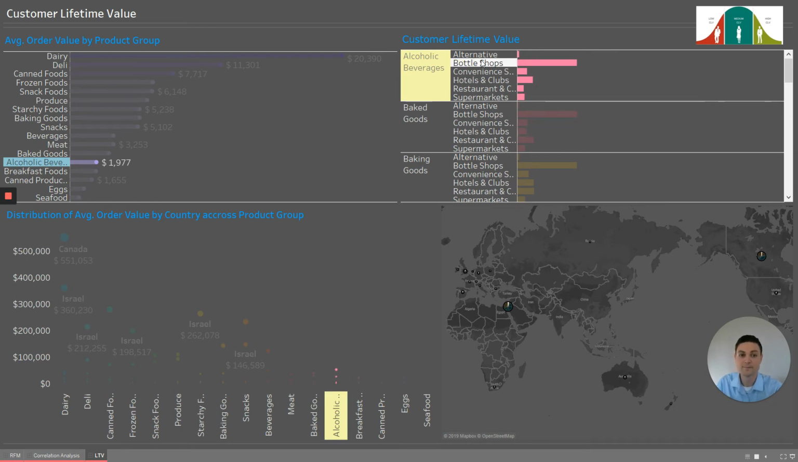So we can see our bottle shop customers or distributors end up generating customers with a much higher lifetime value than other places, than supermarkets. So when we're focusing our distribution strategy or our marketing strategy, we have segments that we can focus on where we know we can spend more because we're going to get a much higher return.